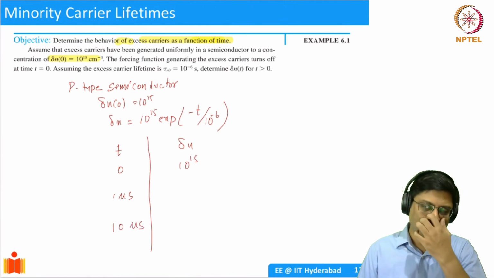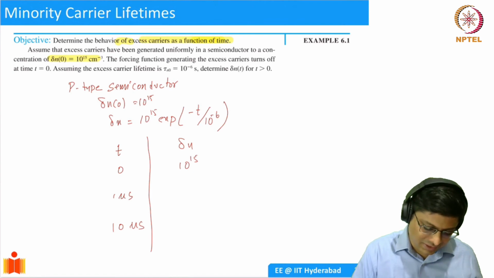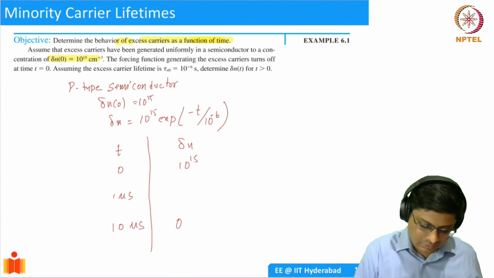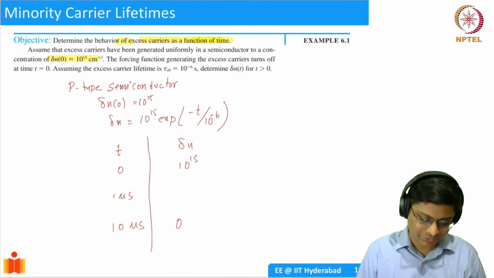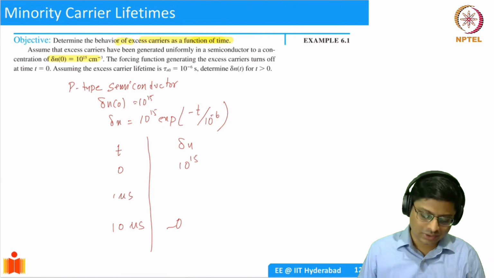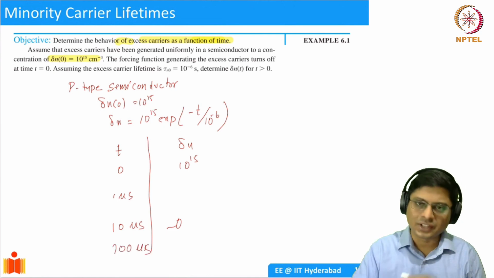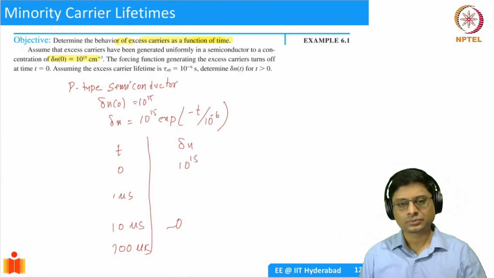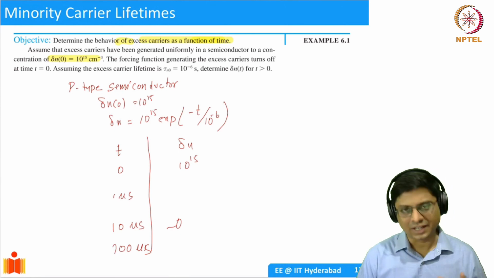And you'll see that quickly, in 10 microseconds, nothing will be left. I mean, you will reach basically the n naught, whatever it is. This excess minority carrier is going to become almost 0. Check out what happens. It is negligible compared to the original starting point. Even at 100 microseconds, maybe you should check it out. As you go to longer and longer times, delta p is going to become 0. So this is basically how you calculate minority carrier lifetimes and diffusion lengths.